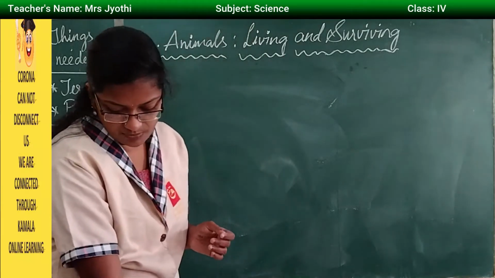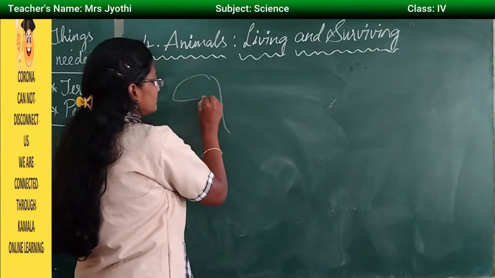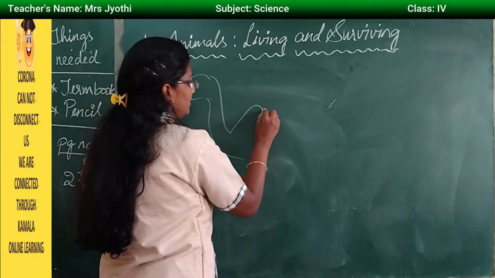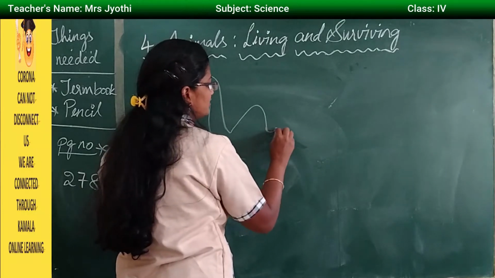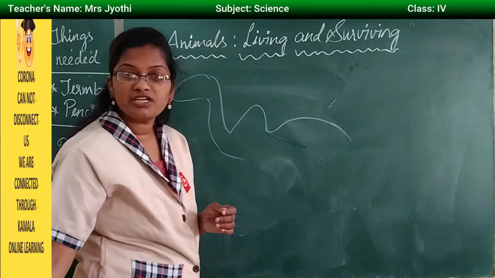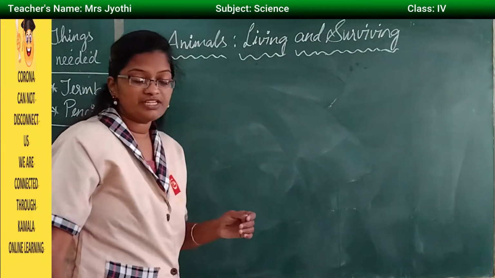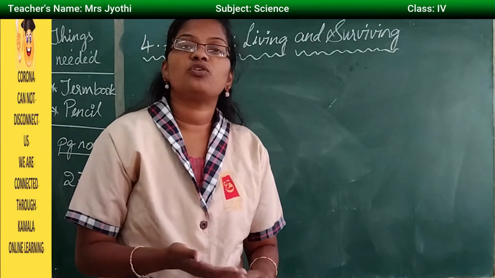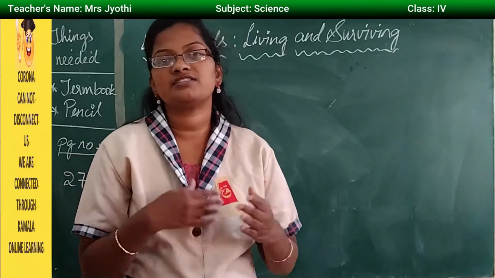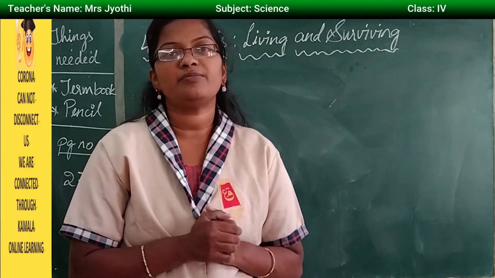If you see the shape of a camel, it has a hump like this. In this hump, they store the food in the form of fat. Whenever there is no availability of food, they utilize that fat as food. That fat gives energy to the animal.